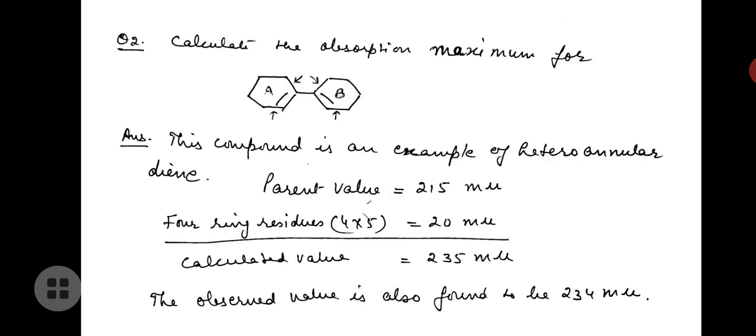Now there are four ring residues. For your understanding, I have shown the ring residues with four arrows. So you can see the four arrows. These are the four ring residues. For one ring residue, the value is 5 millimicron. So for 4, it becomes 4 into 5, that is equal to 20 millimicron. So add them. The calculated value is 235 millimicron. And the observed value is found to be 234 millimicron.